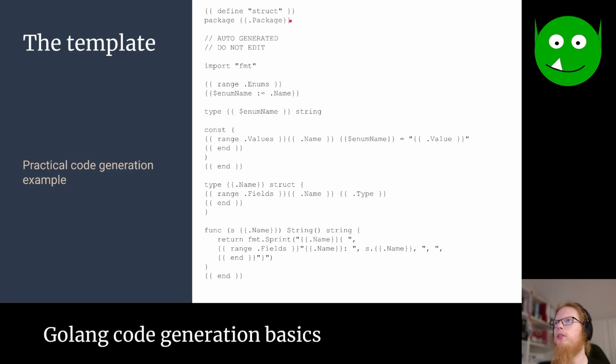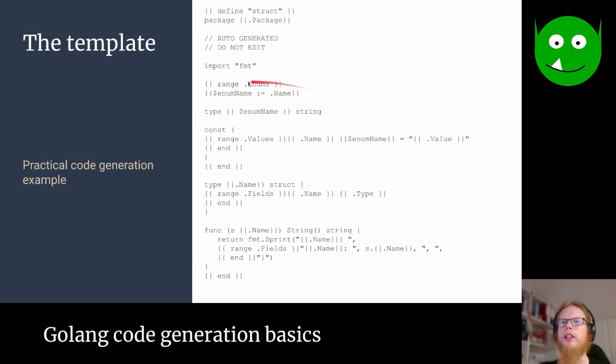At the top we put the package with the name field. Here's a warning as a comment that this is a generated file and should not be edited. And then import fmt. Yeah, so this is for outputting the string function. And now we print out the enums, so from the enum field.